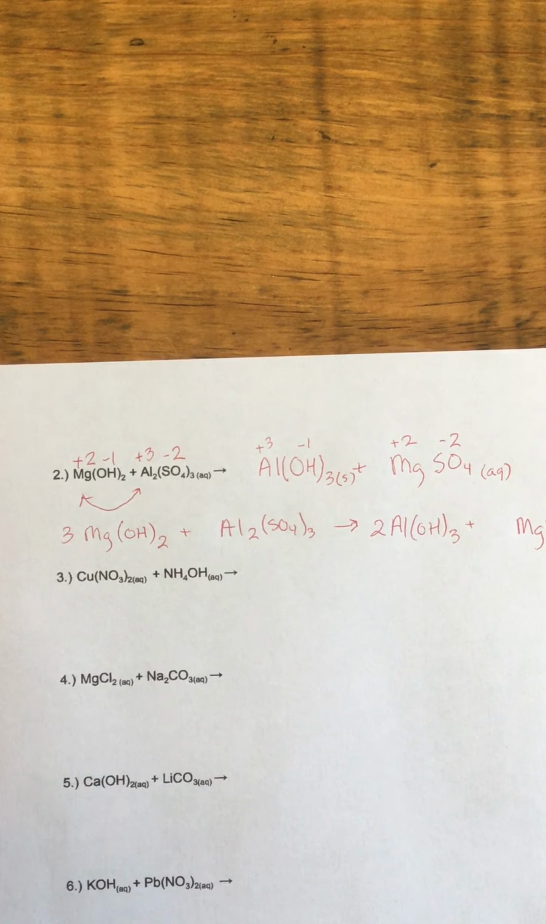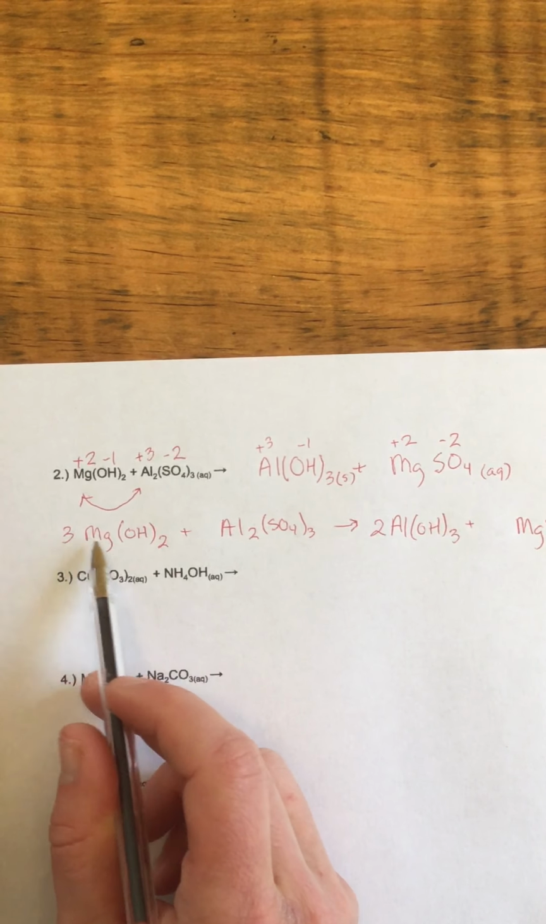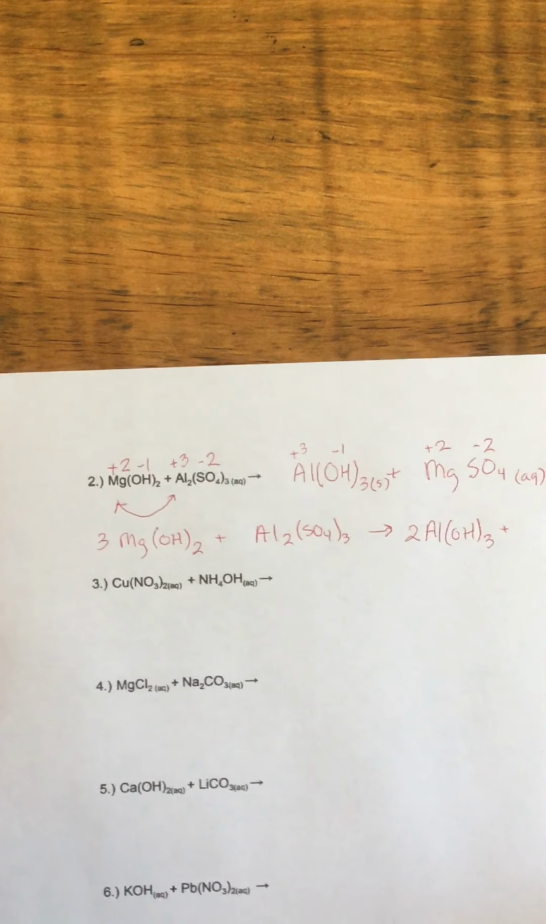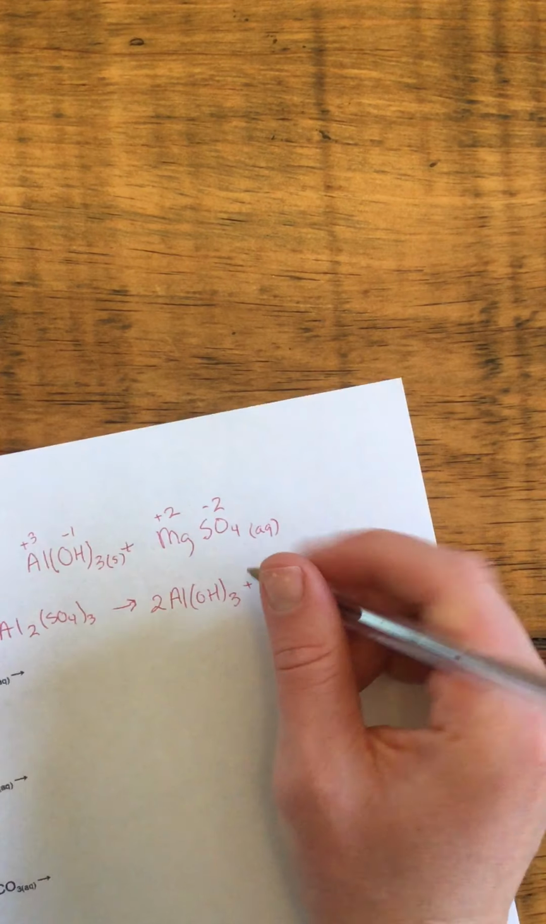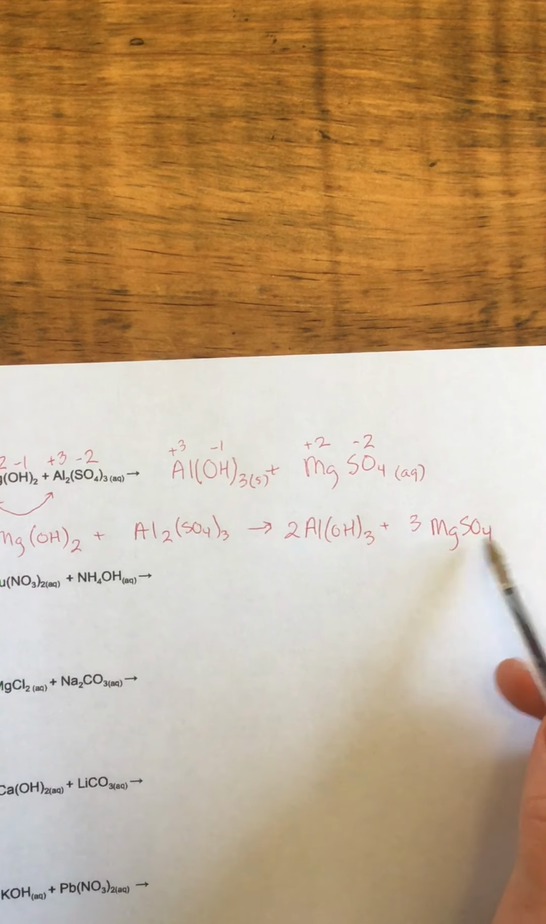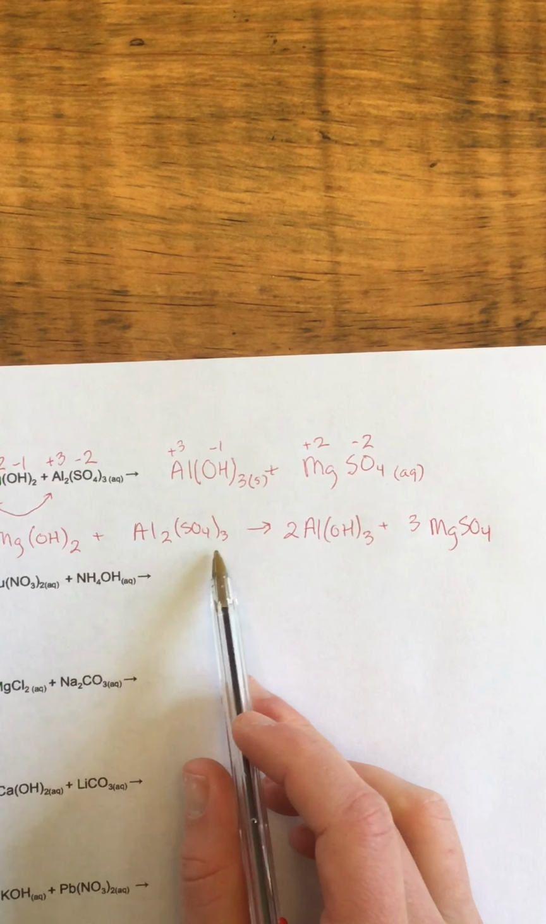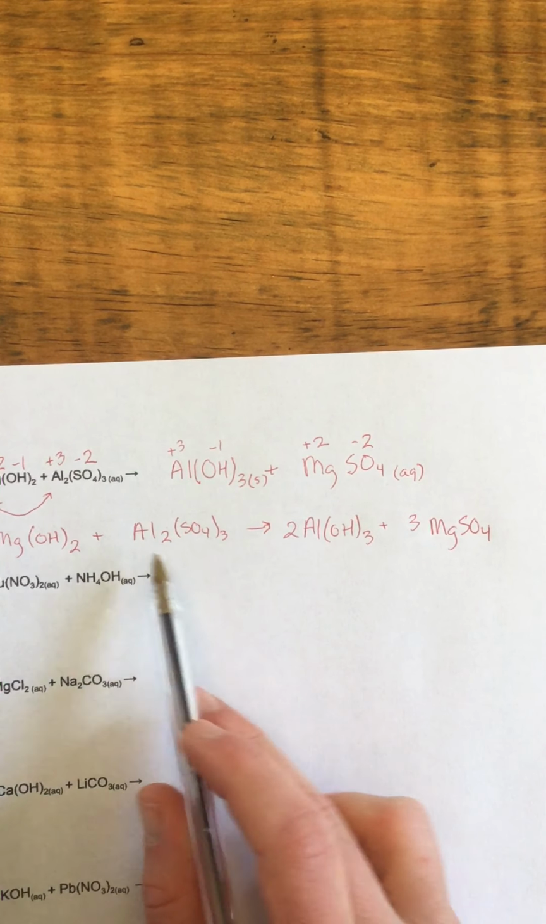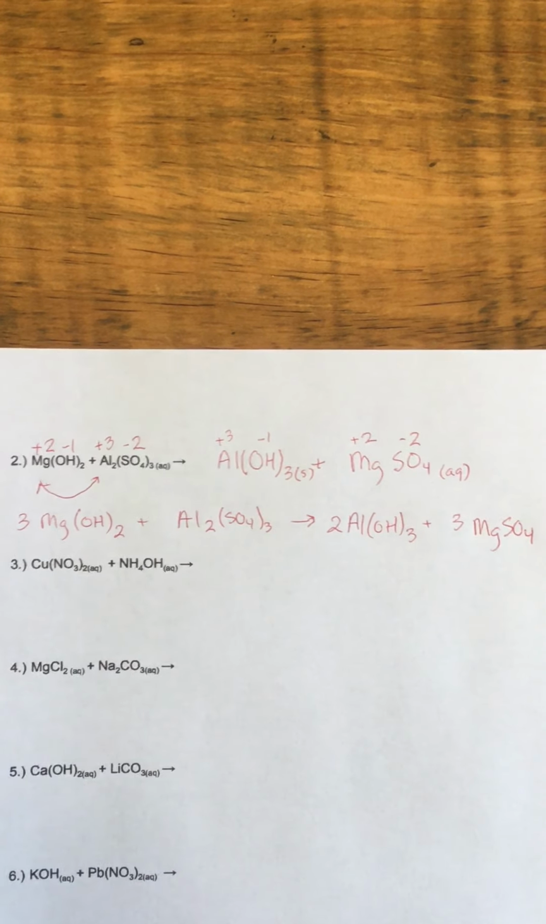So now that makes it so that there's 3 magnesiums on this side. So I need to put 3 magnesiums on this side. Now my sulfate matches out because on this side there were 3 and the aluminum is already balanced. So that's our balanced equation.